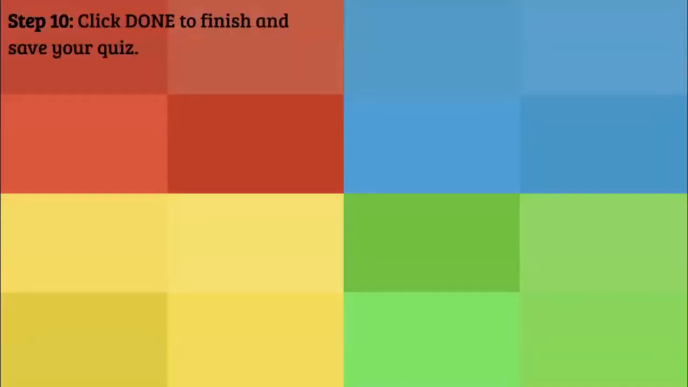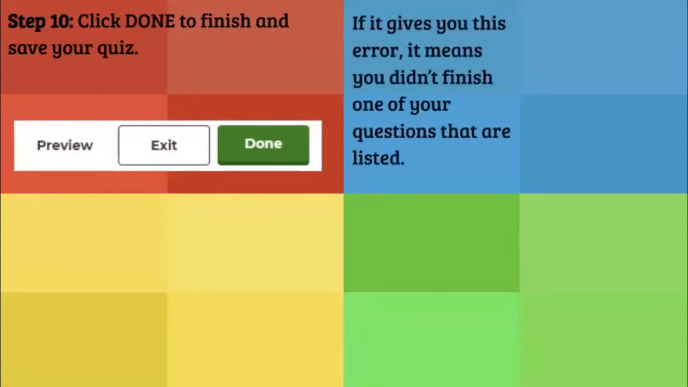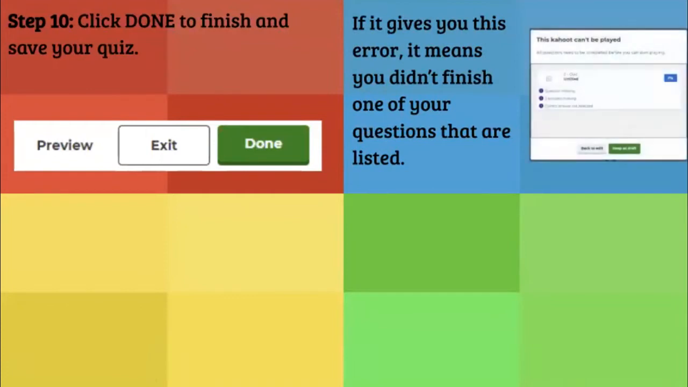Finally, you will click on Done to finish and save your quiz. Again, this is the green Done button, and make sure you do click on it to save all of your changes. If it gives you this error, it means that you didn't finish one of your questions that are listed. So you will have to go back and make sure that everything is fixed, because it's saying this Kahoot cannot be played. So just by making a few alterations, you will be ready to go.